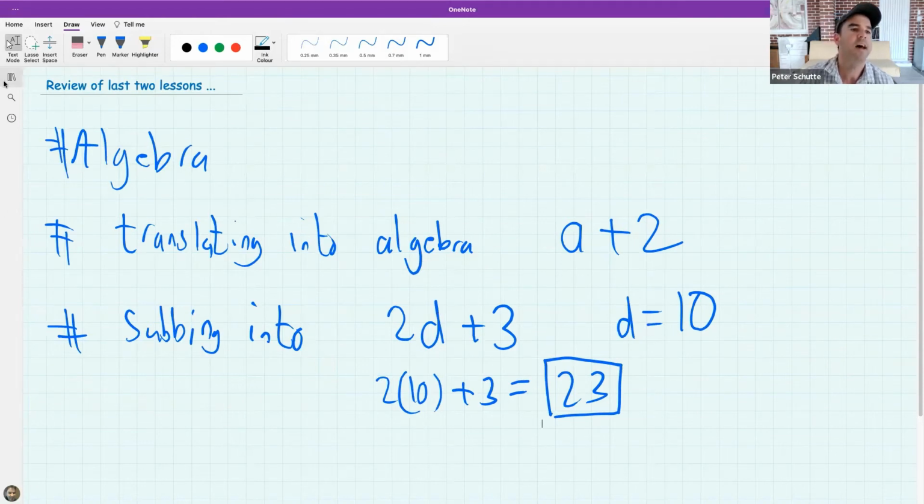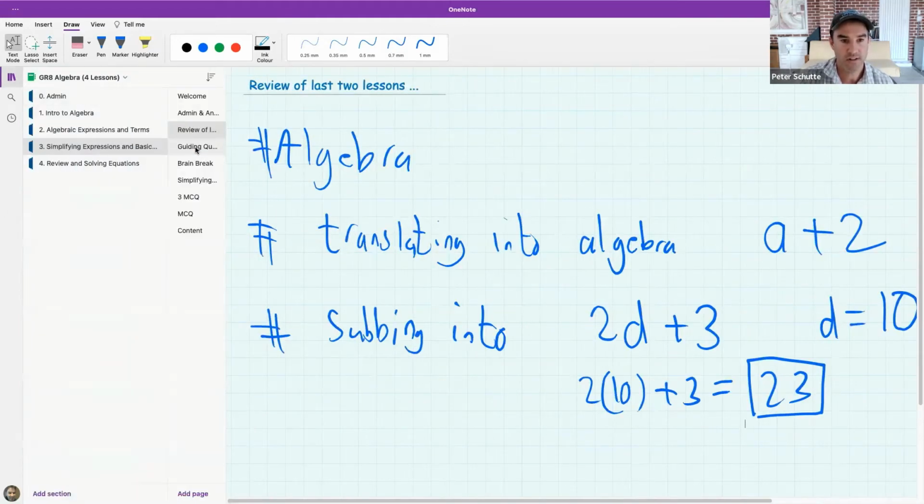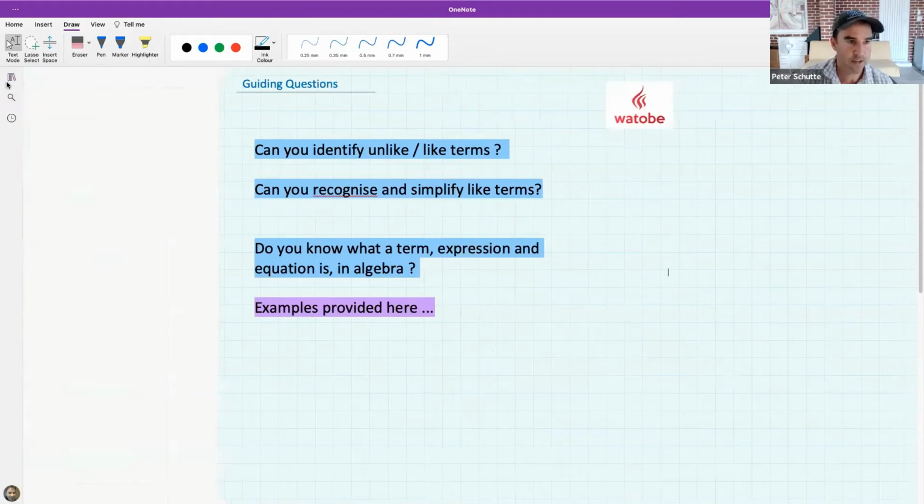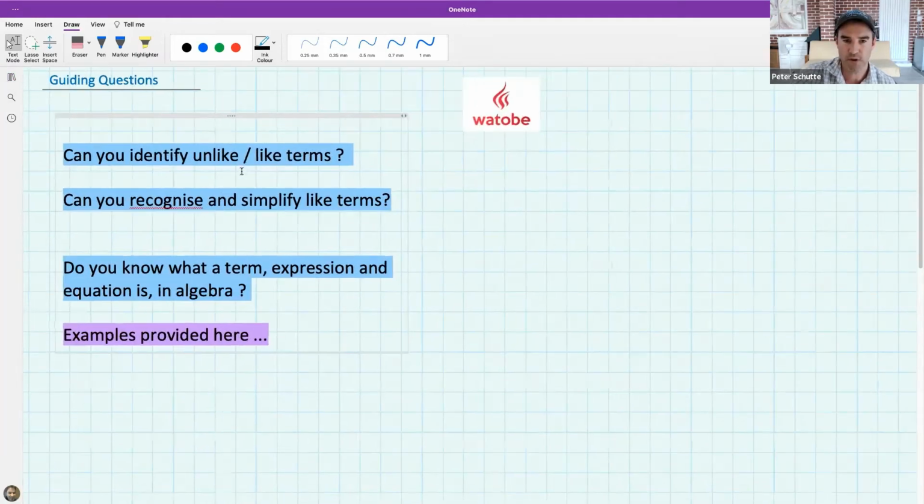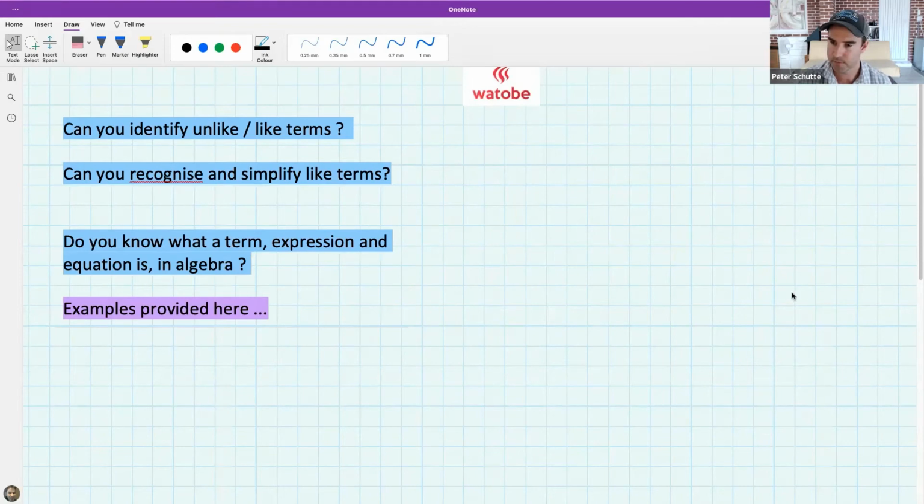Okay. What are we going to do today? In today's lesson, I'm going to give you a little bit of a preview at the very beginning. Can you identify unlike and like terms in algebra? So we need to talk about what is an unlike or like term. And can you recognize and simplify like terms? That's another thing we're going to do. And then, do you know what a term, expression, and equation is in algebra?